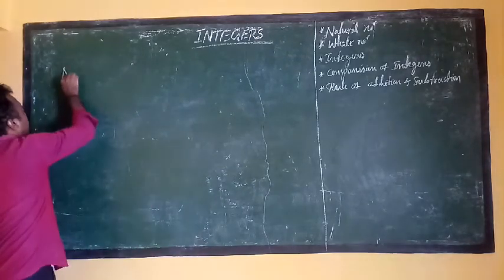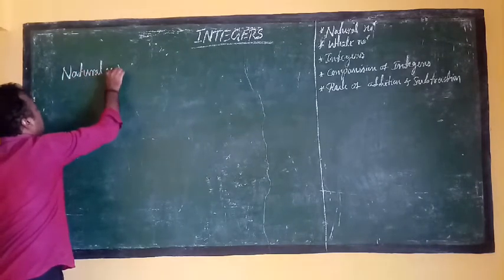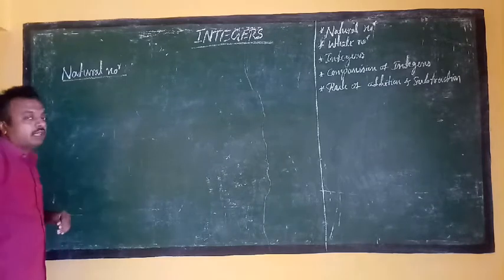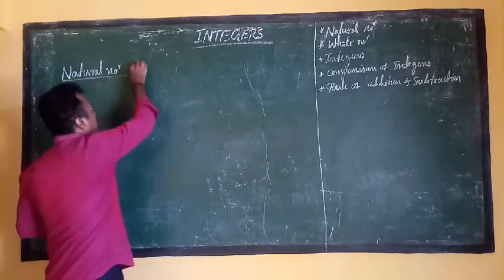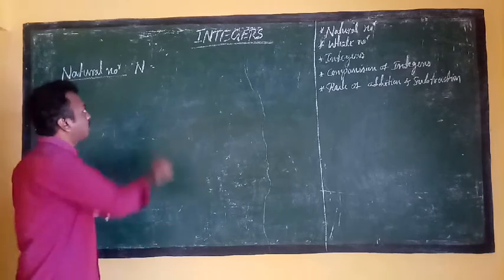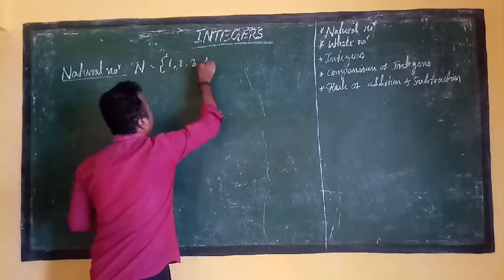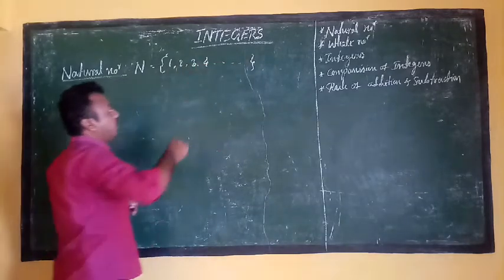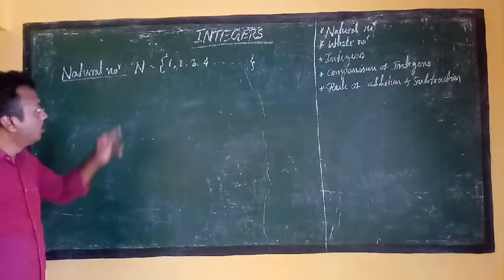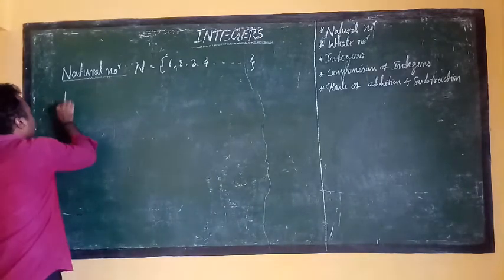What do you mean by the natural number? Natural number means the counting numbers are called natural numbers. The natural numbers can be represented by the letter N. So the counting numbers 1, 2, 3, 4, etc., up to infinity. This is called natural numbers. And then whole numbers.